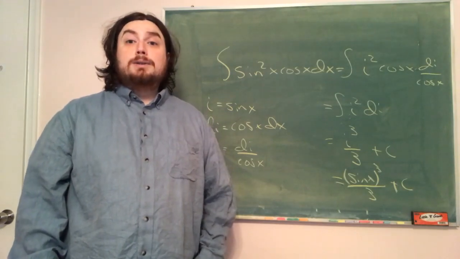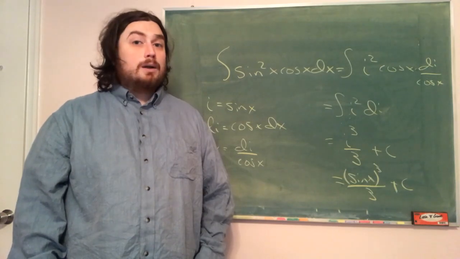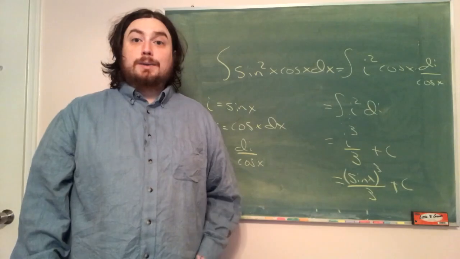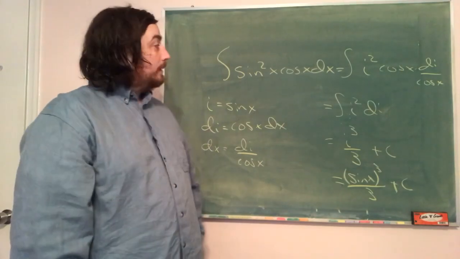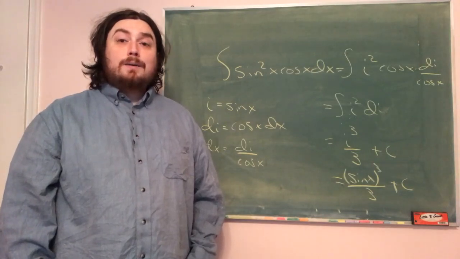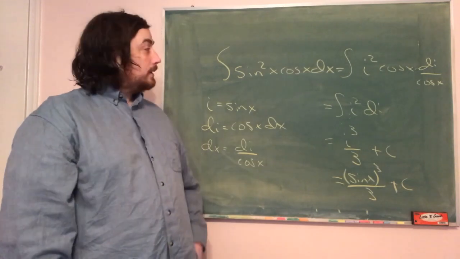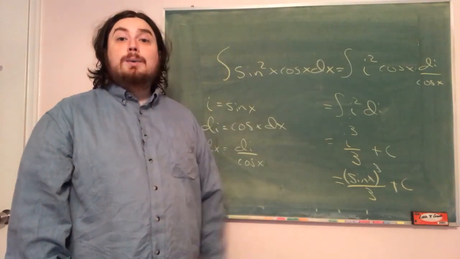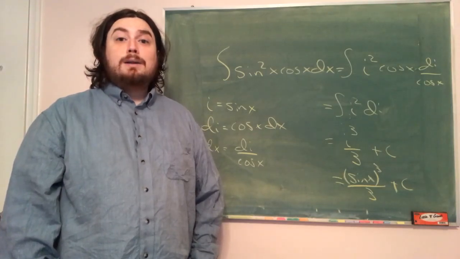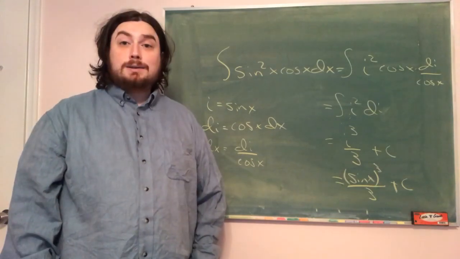As a last step, I should check that by taking the derivative. If I take the derivative of sine of x cubed over 3, it's a chain rule with the inside function being sine. The derivative of the outside is 3 times the inside squared, so that would be 3 sine squared, divided by 3 is just sine squared. Then I multiply by the derivative of the inside, where the derivative of sine is cosine. So I end up with sine squared cosine, which is the integrand, the function I initially started with. So I have indeed found the correct integral of sine squared x cosine x dx.